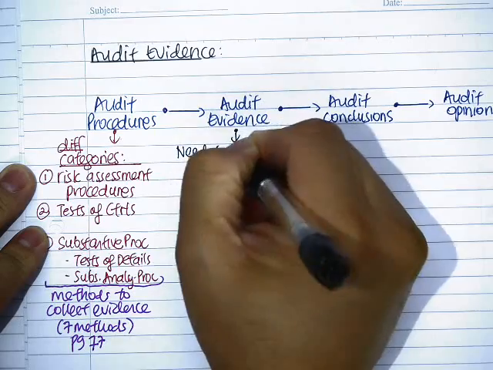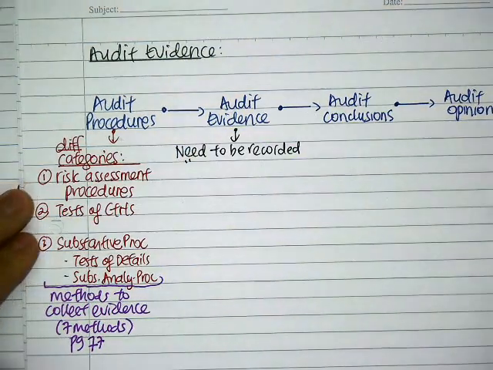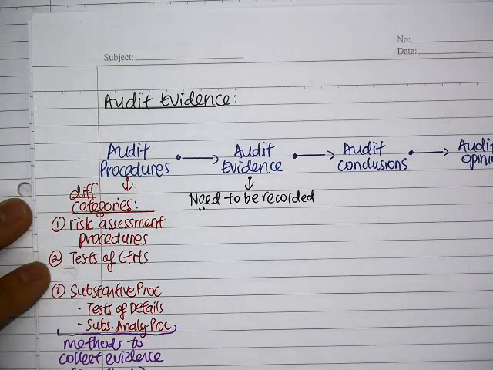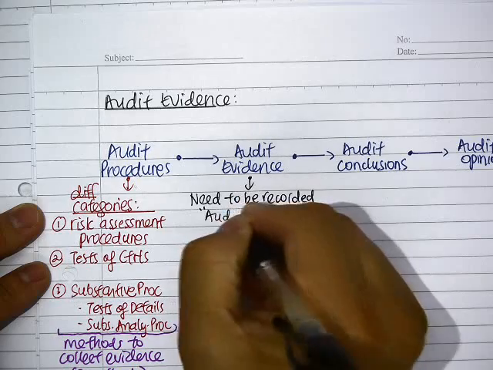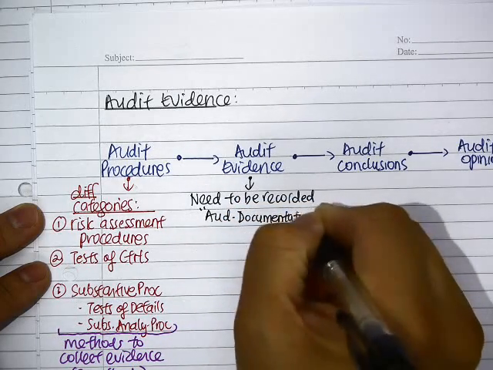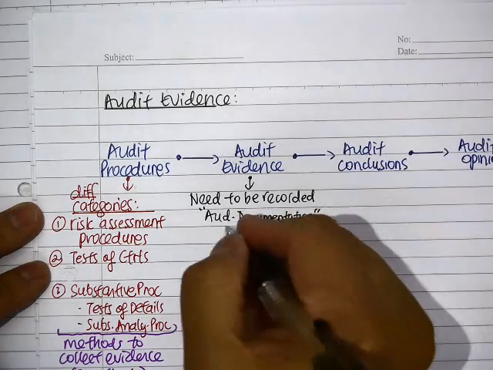Need to be recorded. Now, the recording of the evidence is called audit documentation. It's called audit documentation, or it's about working papers.